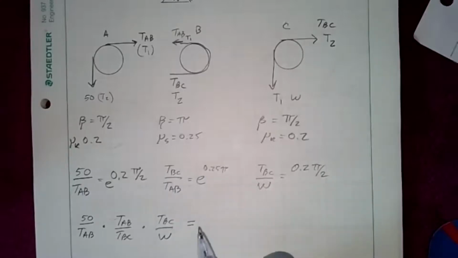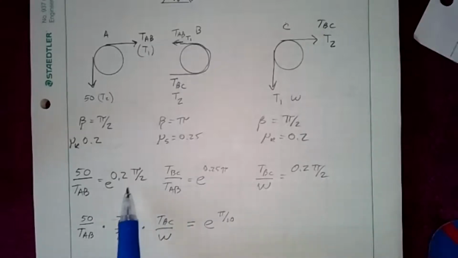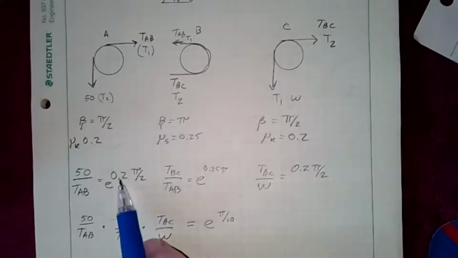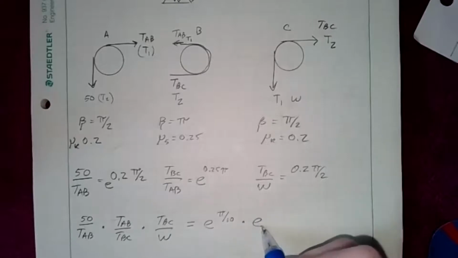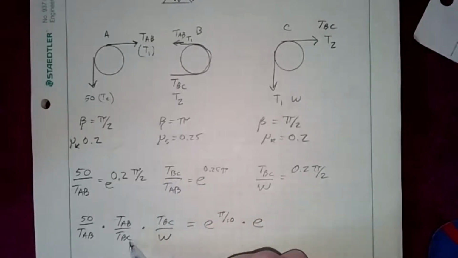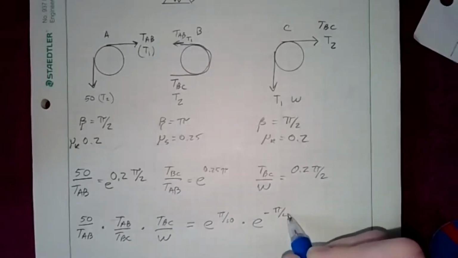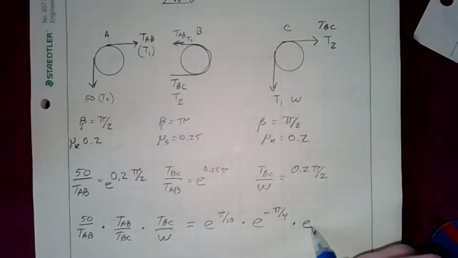So all that is going to equal e to the pi over 10. Now where did I get that? 0.2 over 2 is the same as 1/10. If you take 0.2 over 1, that would be 1/5, so over 2 is 1/10. So that's what I got. Then you multiply that by e, and again we flip this, A, B, B, C. So we're going to say minus, and that's going to be minus pi over 4, and that's just 1/4 pi. And then we multiply this by e to the, again, pi over 10.